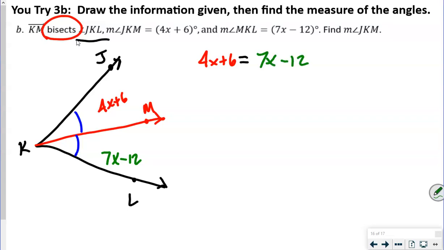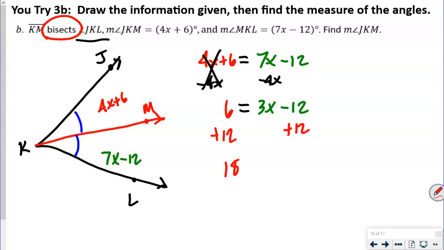We're going to subtract 4x from both sides. So the 4x's are gone from there, so that leaves us with 6 is equal to 3x minus 12. So we're going to add 12 to both sides to get rid of the 12 on the right. So that gives us 18 is equal to 3x. So that's gone from there. Going to divide both sides by 3. So x is equal to 6.